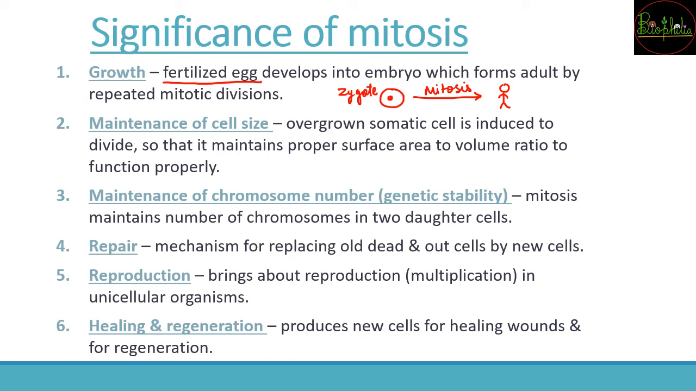and then it gives rise to an adult human. The second one is the maintenance of cell size. Cell size should be maintained very well. The recommended cell size should be maintained. If a cell becomes overgrown, then to maintain the proper functions of the body, that is, a proper surface area to volume ratio, the overgrown cells are going to undergo division. So overgrown cells divide, and that will help you maintain the proper function of the body.